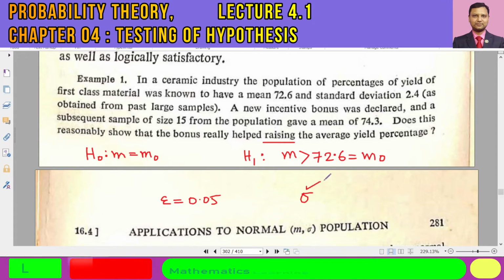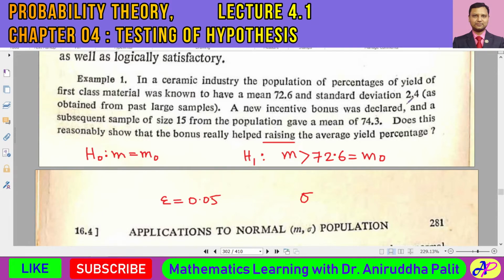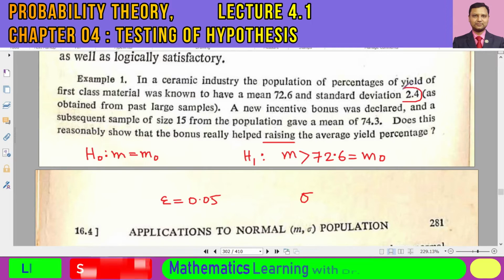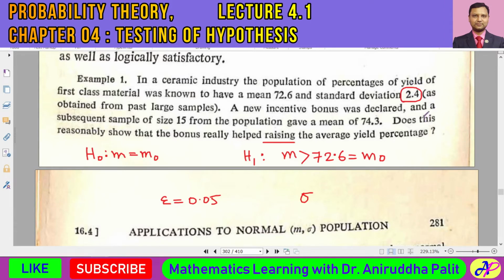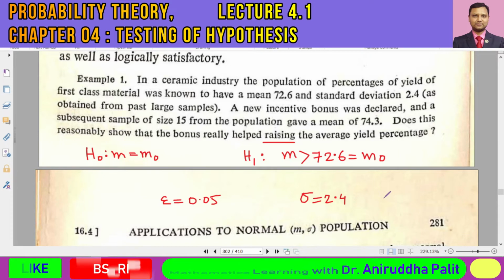The information for the standard deviation of the population should be provided, and that has been provided over here. It has been shown that this sigma is equal to 2.4. But if this information about the standard deviation is not provided, I am not talking about the standard deviation of the sample, I am talking about the standard deviation of the population. If the standard deviation of the population is not provided, in that case we have to consider a different type of statistic, and that I shall discuss later.